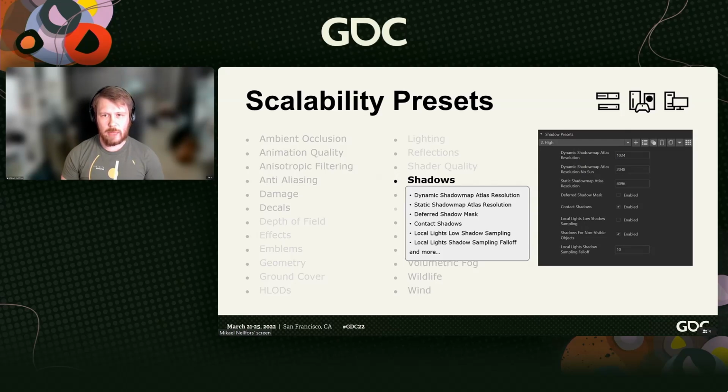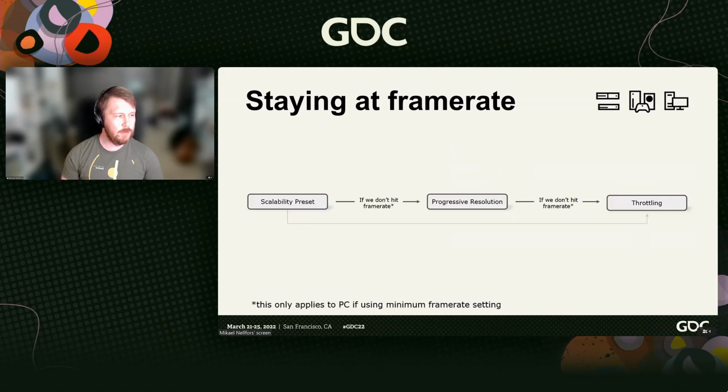And how the engine used this to get us to the frame rate we needed to be at was that we had our scalability presets, which are automatically applied on console, but on PC, you choose them. If we don't hit our frame rate, then we still have a progressive resolution system kicking in, and this will start scaling the resolution down to try to get to where the frame needs to be. If we still don't hit frame rate at this time on the GPU, throttling kicks in.